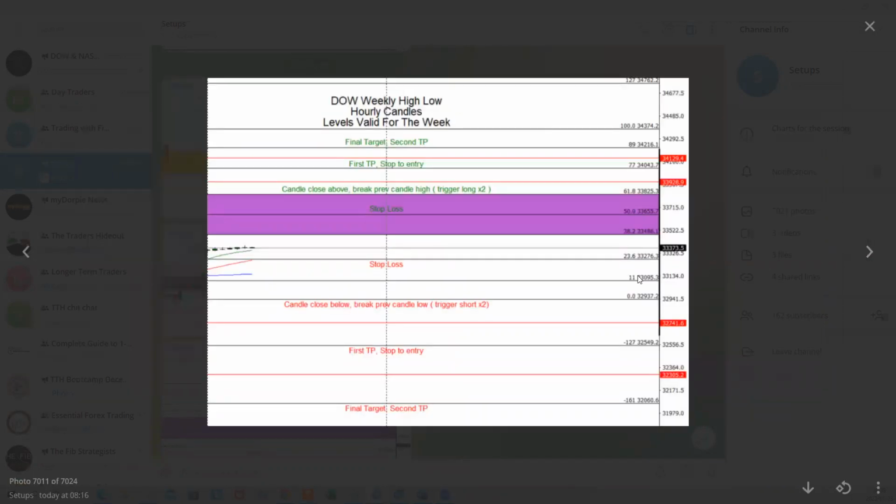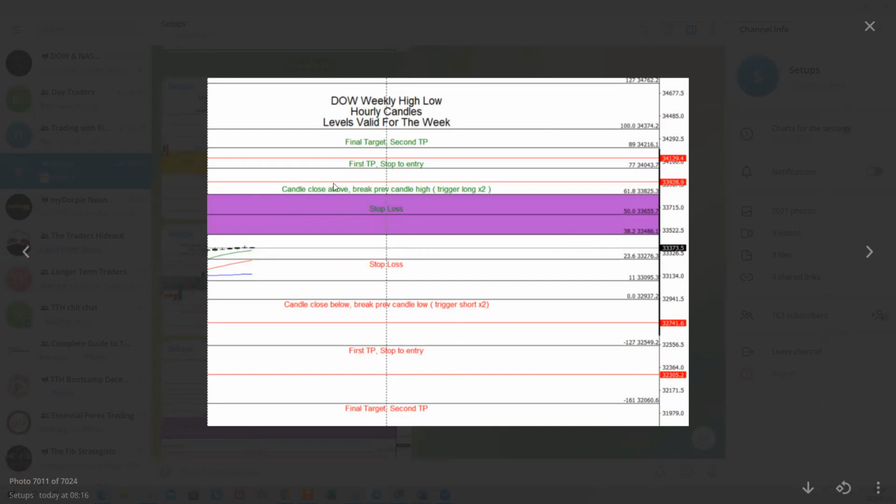On the Dow weekly high-low, currently between the levels of 23.6 and 38.2. If you look at moving averages, 8 is above 21 above 50, that's indicating trend is up. So what we're looking for now is a candle close above the 61.8, break previous candle high to aim for the 77 first TP, 89 second TP, and stop loss being at the 50.